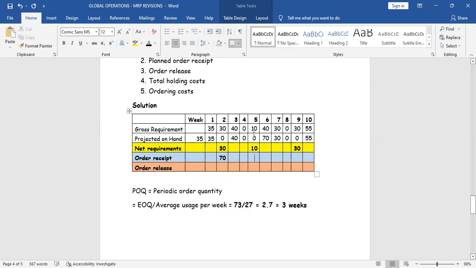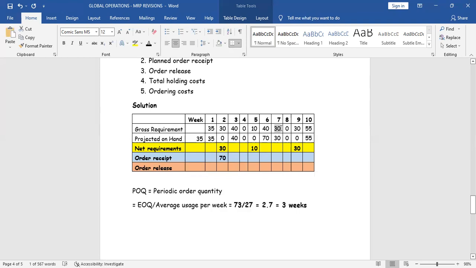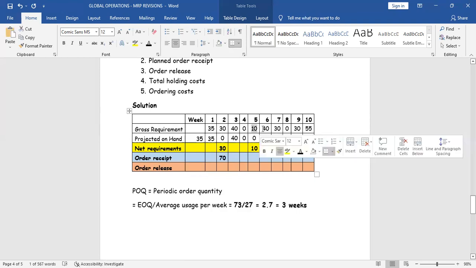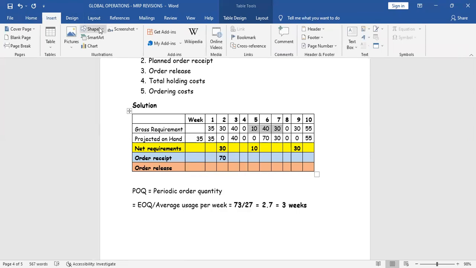So if I'm ordering here, meaning I'll order from week 5, which is 10, plus 40 in week 6, plus 30 in week 7, which will give me 80. So 10 plus 40 gives me 50. 50 plus 30 gives me 80. So I'll cover for this. Okay? You know why I'm covering for this? Because I'm ordering for this period here.